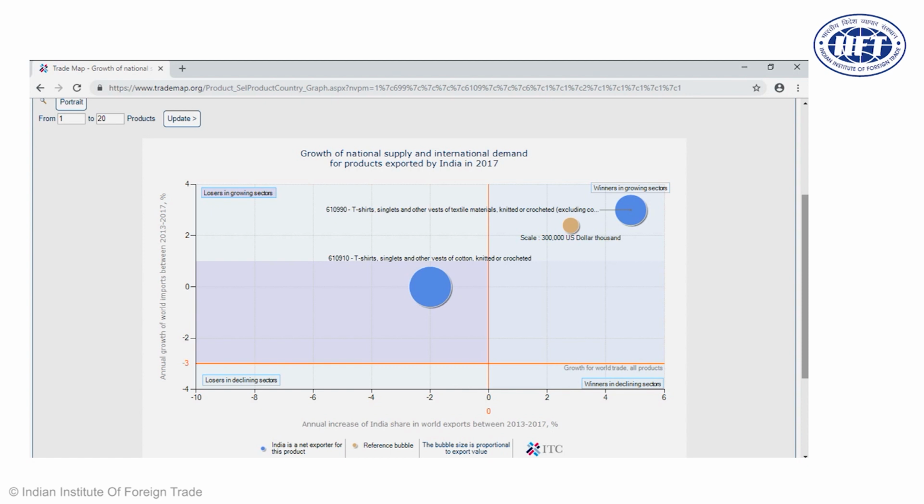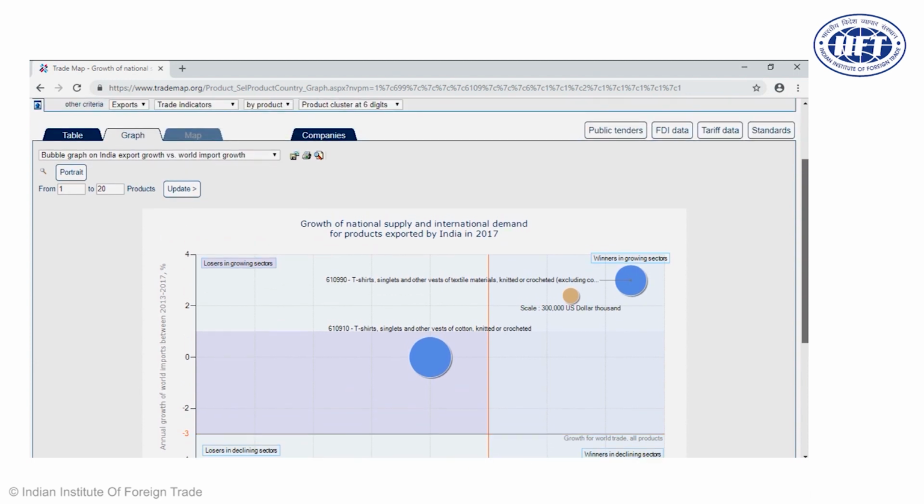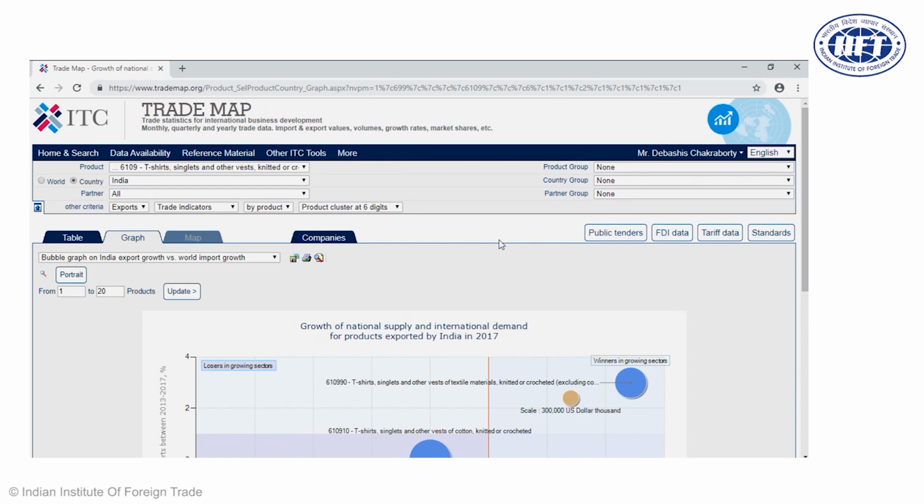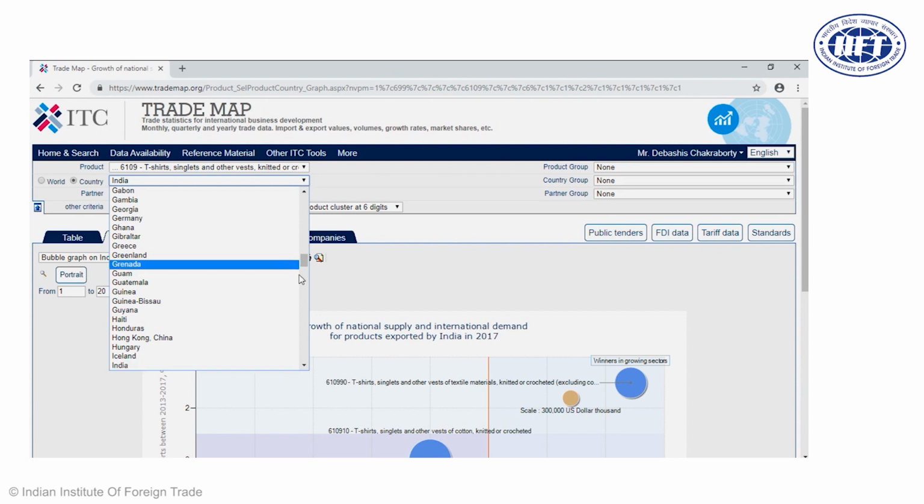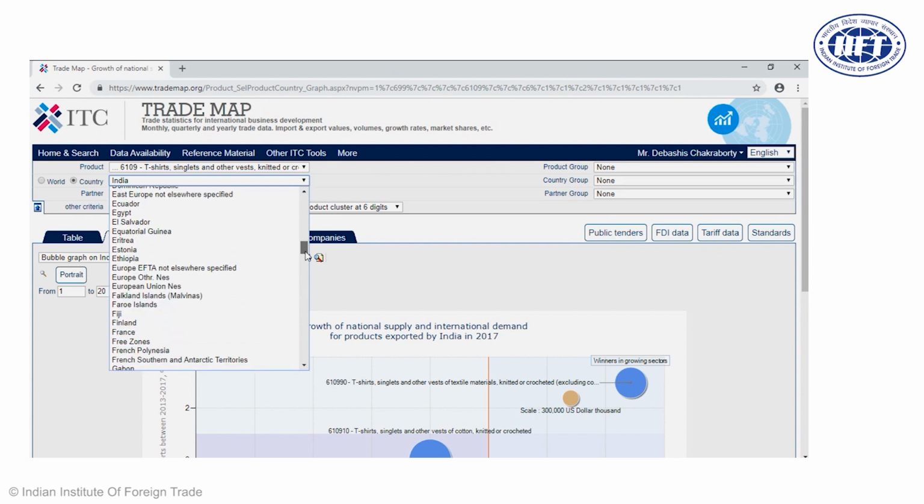If a product is falling under winner in growing sector, that means the share of India in export of the product is on the rise, and we also see import of the product in the world is increasing. So we are going to say that if India's export falls in this particular quadrant, as we see for this particular product 610990, then India is a competitive exporter in this product.